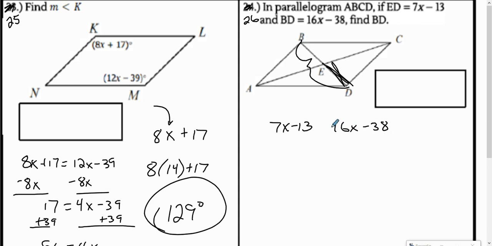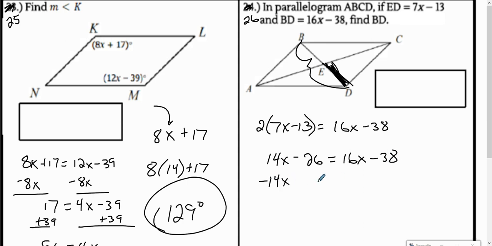Now, they're not equal to each other, but if I wanted to make them equal to each other, the only way I could do that is if I had two of these, that would be equal to that whole line. So I'm just going to multiply that one by 2 to make it equal. Now I can work it out. Distribute my 2, 14x minus 26 equals 16x minus 38.